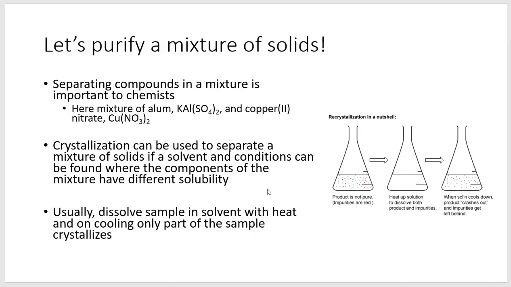The compounds that we're dealing with are, one's called alum, which is a common name for kind of a weird salt. It's got both the potassium ion and an aluminum ion, potassium +1, aluminum +3, and sulfate. So sometimes it's called potassium aluminum sulfate, but alum's just a lot quicker. It also includes copper 2 nitrate. Copper 2 nitrate is kind of a bluish green color.